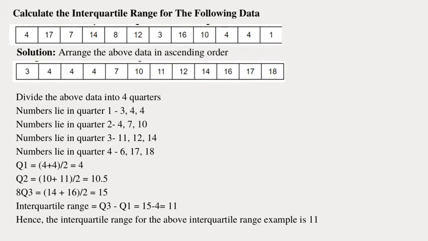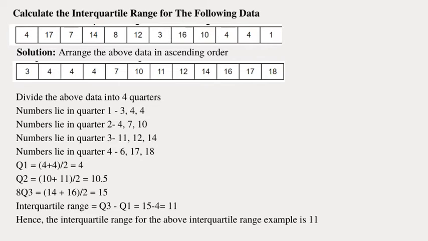Divide the above data into 4 quarters. The numbers that lie in the first quarter are 3, 4, 4, 4. Next, 7, 10, 11, 12. Next, 14, 16, 17, and 18.